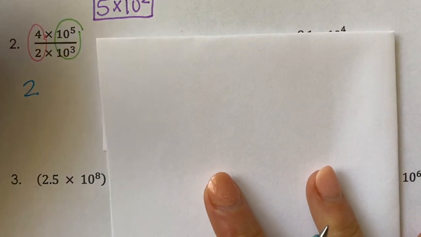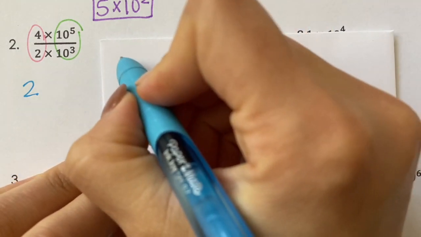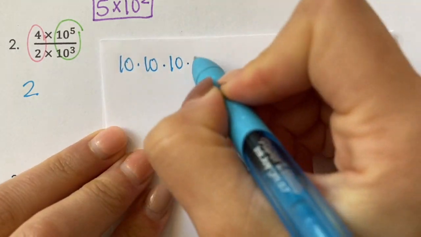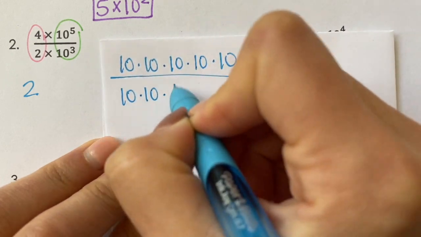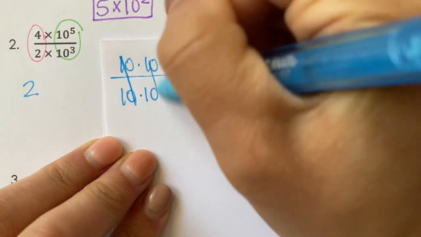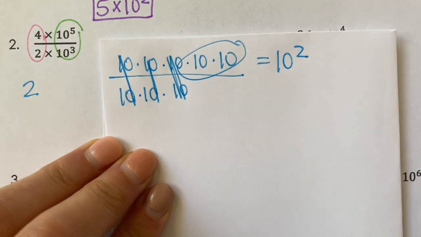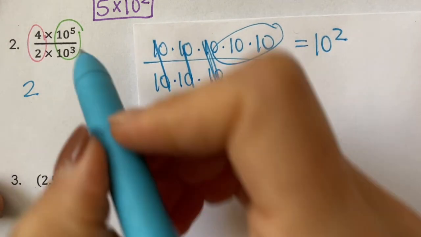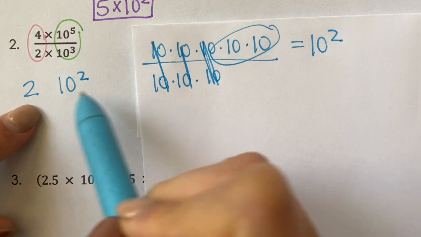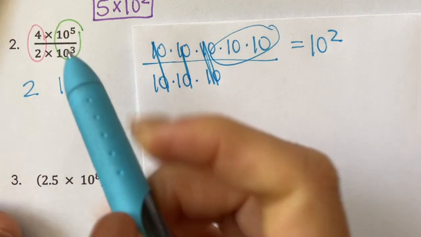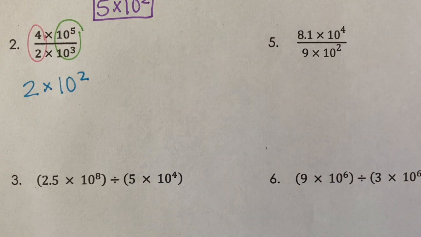Sorry. We have 10 five times on top: 1, 2, 3, 4, 5. We have 3 on the bottom: 1, 2, 3. They cancel out. So we're left with 2. So it's 10 to the 2nd power. We bring down the answer, 10 to the 2nd power. These are literally the only 2 parts you need for your scientific notation, with multiplication in the middle. So your answer is 2 times 10 to the 2nd power.